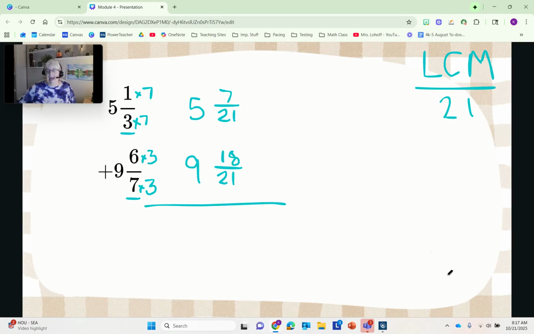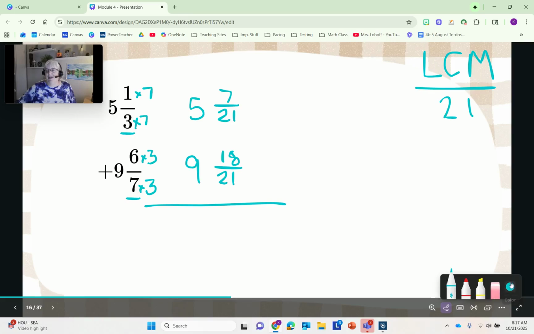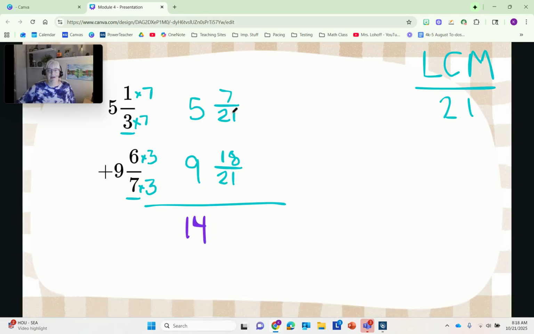Now we are ready to add. Let me change colors so that it shows up. We're going to add our whole numbers. 5 and 9 is 14. 7 over 21 plus 18 over 21 is 25 over 21. Now, that is called an improper fraction because the top number is bigger than the bottom.